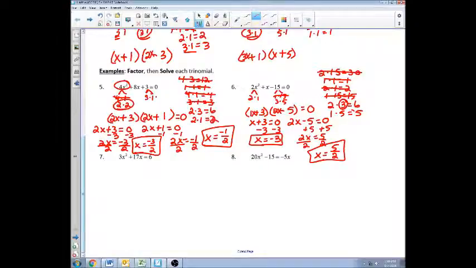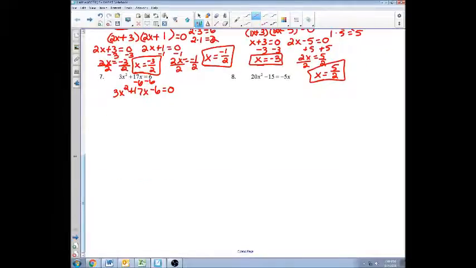The first thing that we need to look at here is, are we set equal to 0? Is it in standard form? Here it is not, so I need to subtract my 6 to bring it over, just like we did in our graphing. This would leave me with 3x squared plus 17x minus 6 would be equal to 0. All right. Now that it's equal to 0, I can go ahead and try to factor this.